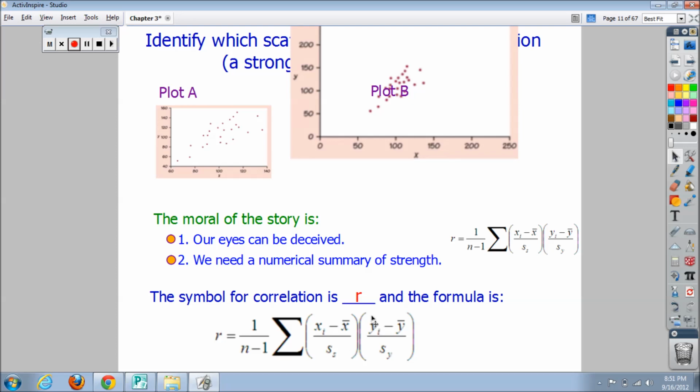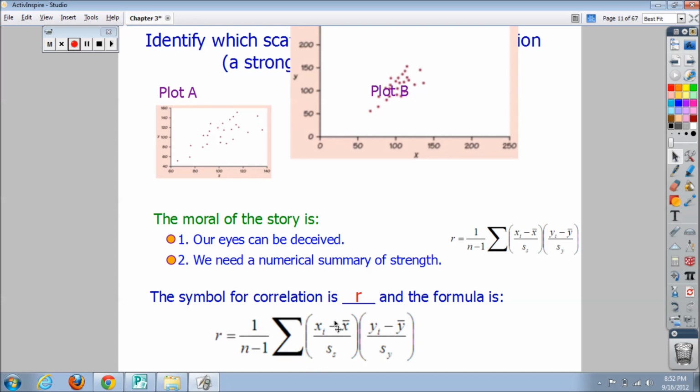Now this is a super crazy formula that you will not have to remember. We will never, ever, ever calculate correlation by hand. We'll always let the calculator do it for us. So don't worry about this. It's probably in your formula sheet. I can't remember if it specifically is or not without it right in front of me, but you will never need to know this. Okay?